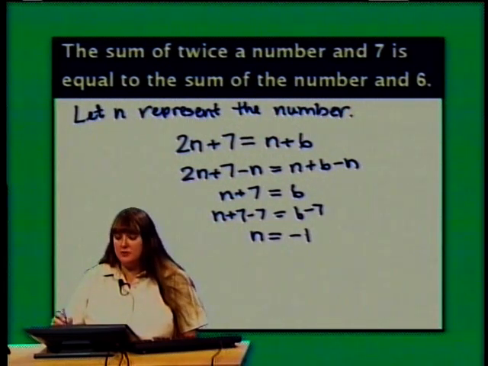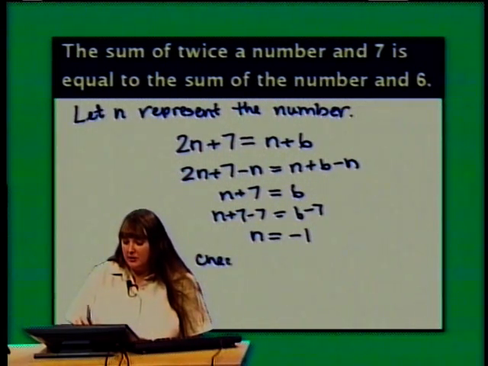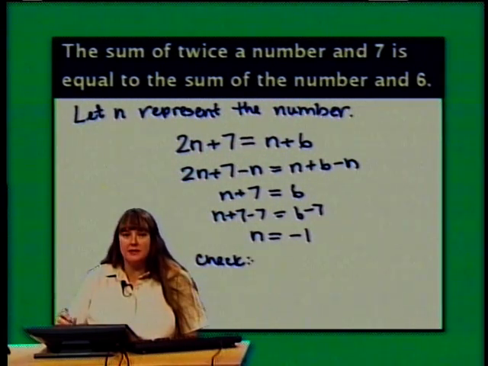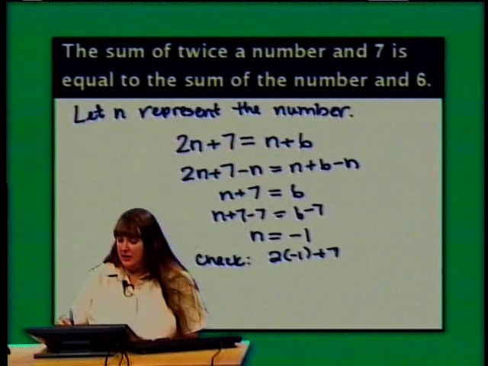Now to check the solution, I want to go back to the wording of the problem and make sure that the solution makes sense with the wording of the problem. I'm told the sum of twice a number and 7. So the sum of 2 times a number and 7. So if I take 2 times my number and add 7, that's -2 plus 7, which is 5.